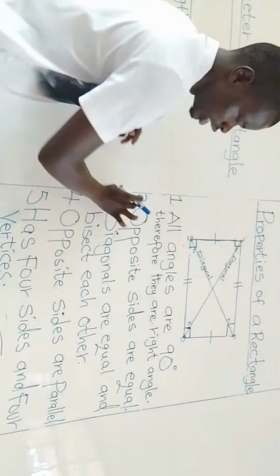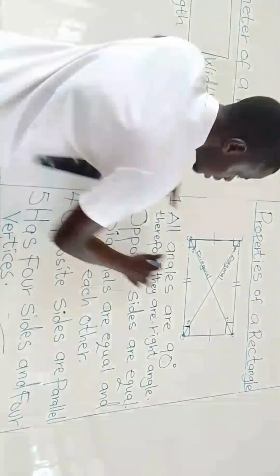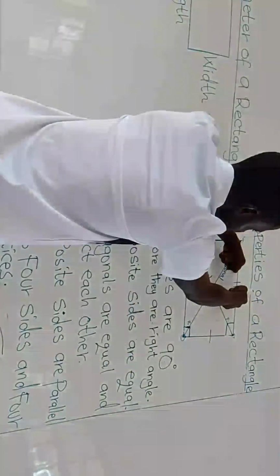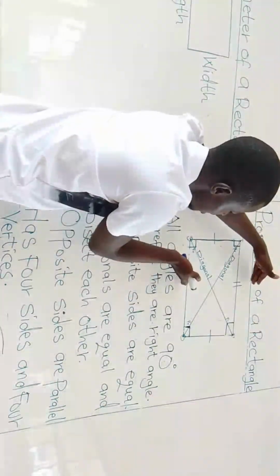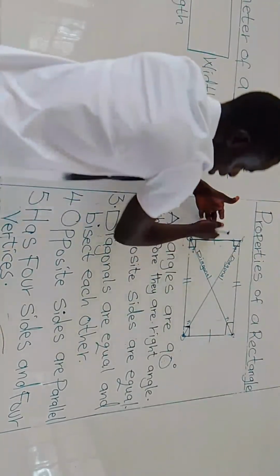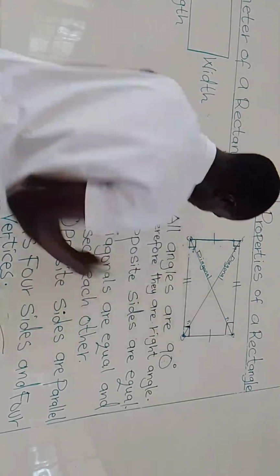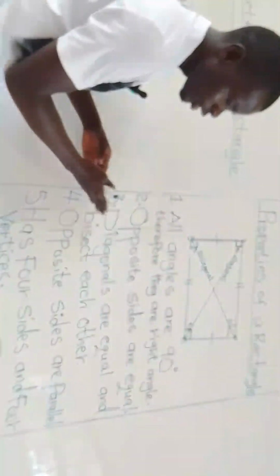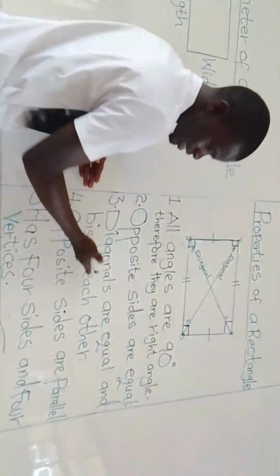Second point, the opposite sides are equal. This length is equal to that length, so they are opposite. This length and that side are opposite sides, and they are equal. The width and the width on this side, the opposite sides are equal. Come to the third one, the diagonals are equal and bisect each other.